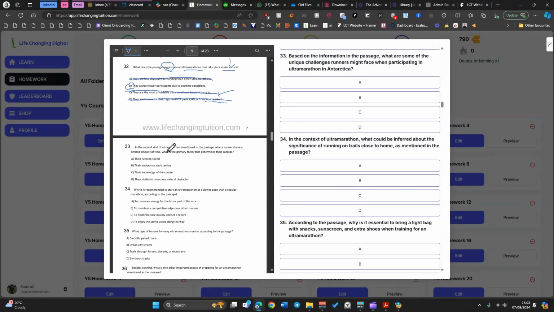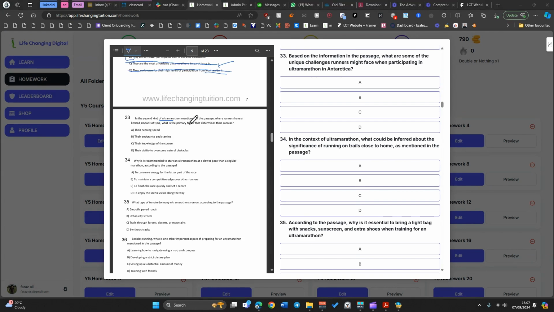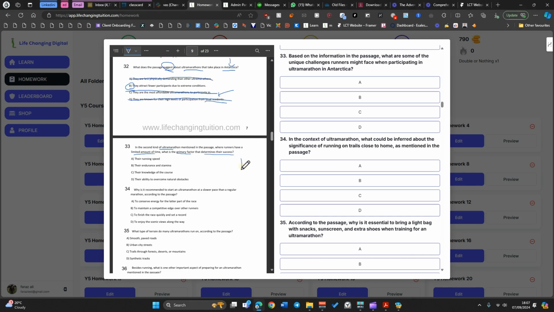Question 33. In the second kind of ultramarathon mentioned in the passage, where runners have a limited amount of time, what was the primary factor that determines their success? So this would be their running speed, because there's a time limit and it's basically how far can you get. So if you're faster, then you'll get further, right? So question 33 would be A.